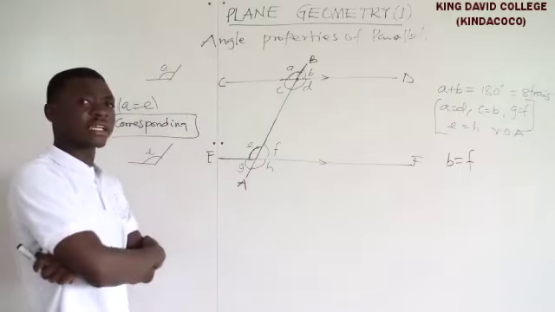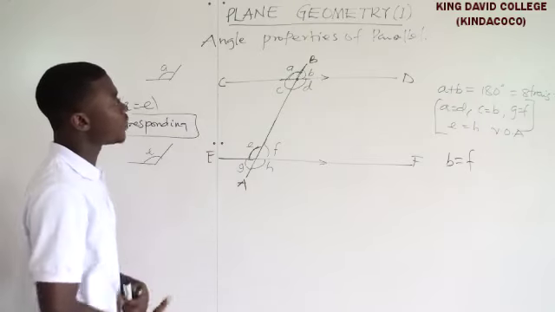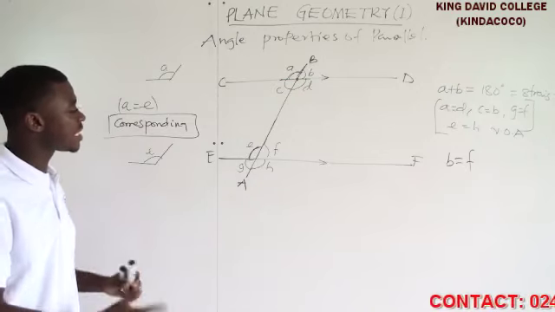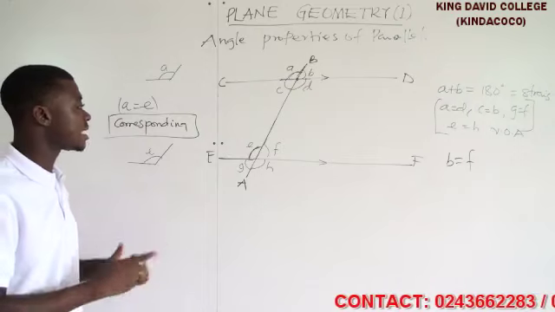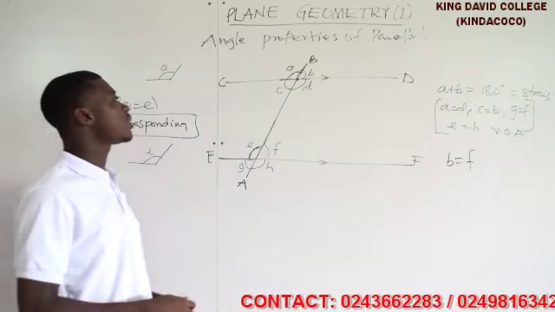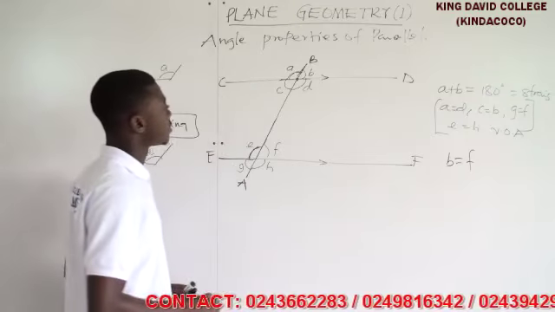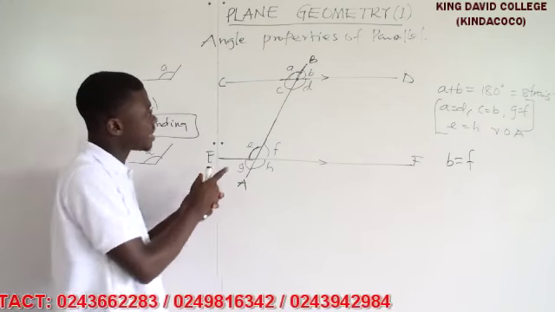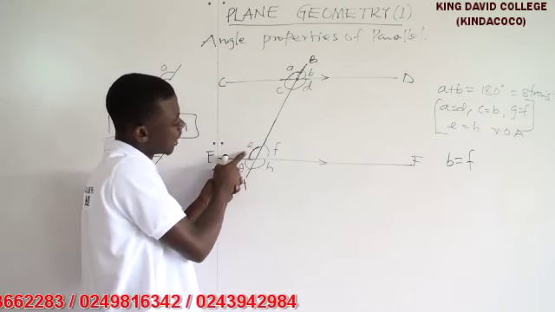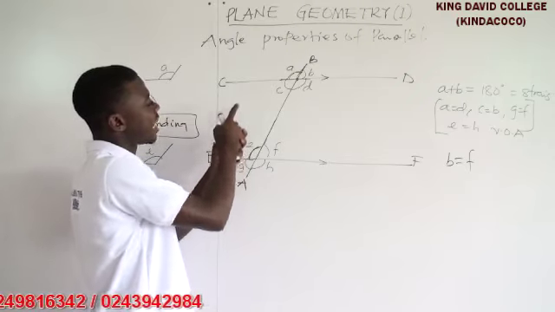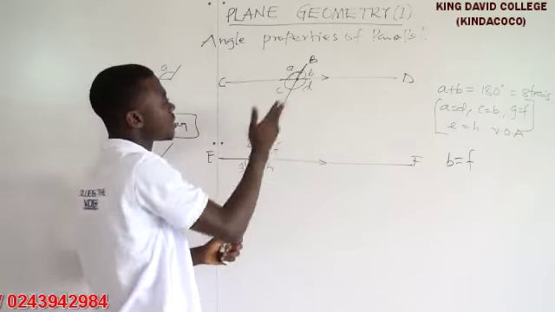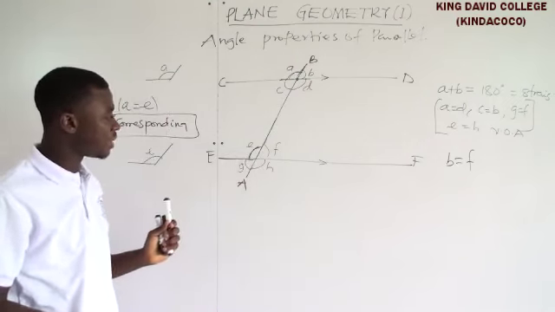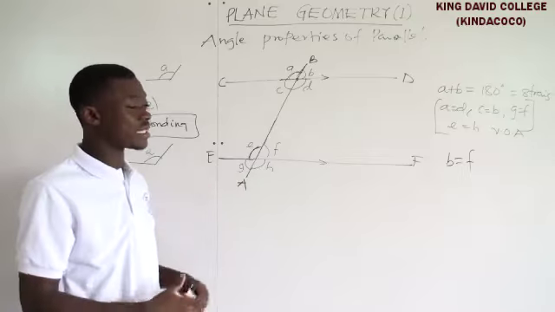Now let's see if we can identify any new property. The new one is called alternate angle. Now what do we mean by alternate angle? If I am at this position here, then at the other end I must be at the opposite side, occupying the same orientation, but on the opposite side.